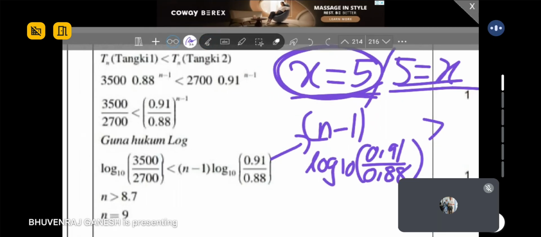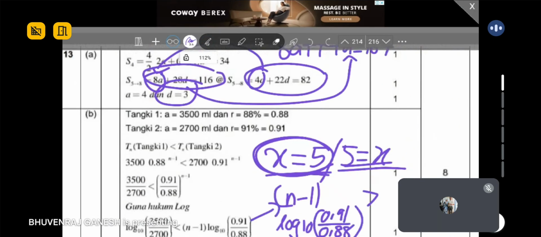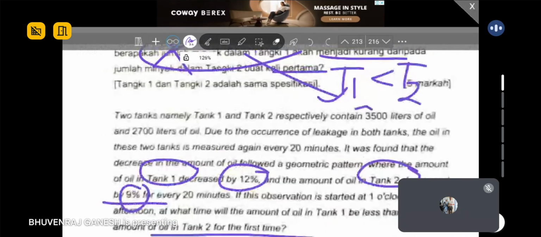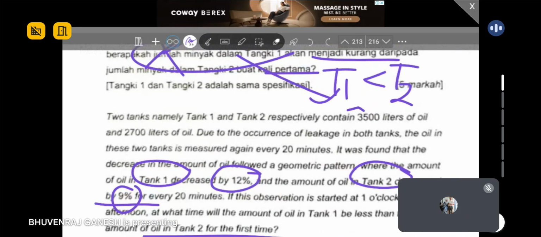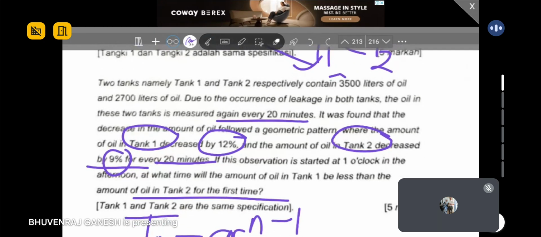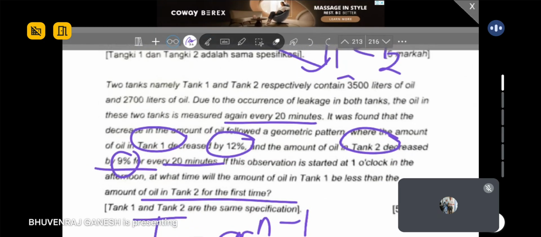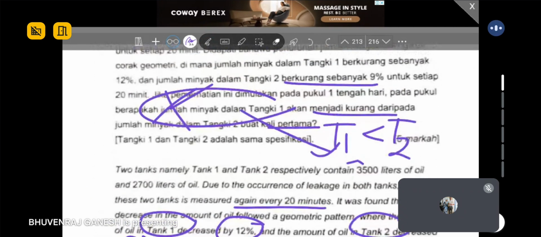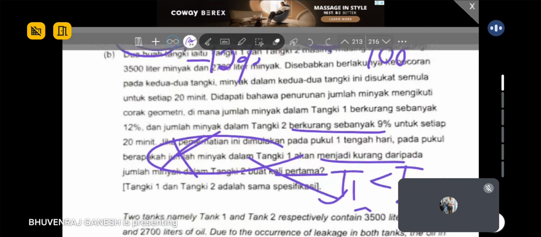Okay? All right. So now, you want to find the time. So n equal to 9. You must see that your n actually refers to the number of 20 minutes. Am I right? Every 20 minutes. So n refers to the number of 20-minute periods. So you get n equal to 9. So you just need to take 20 times 9 minus 1. Okay, so why do we take 9 minus 1?